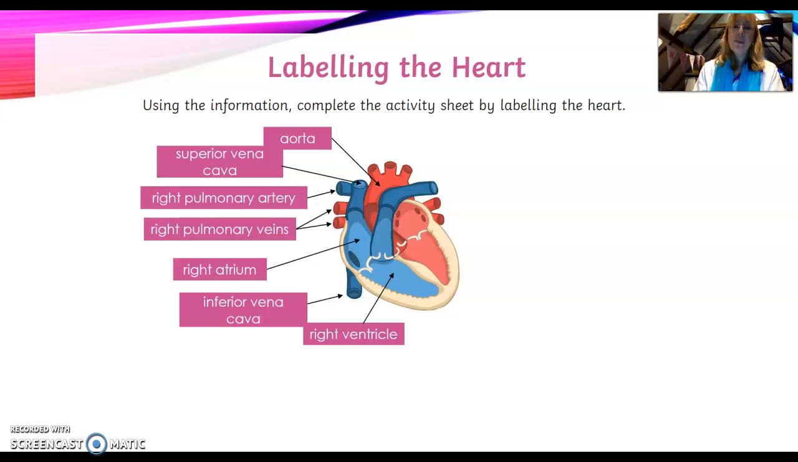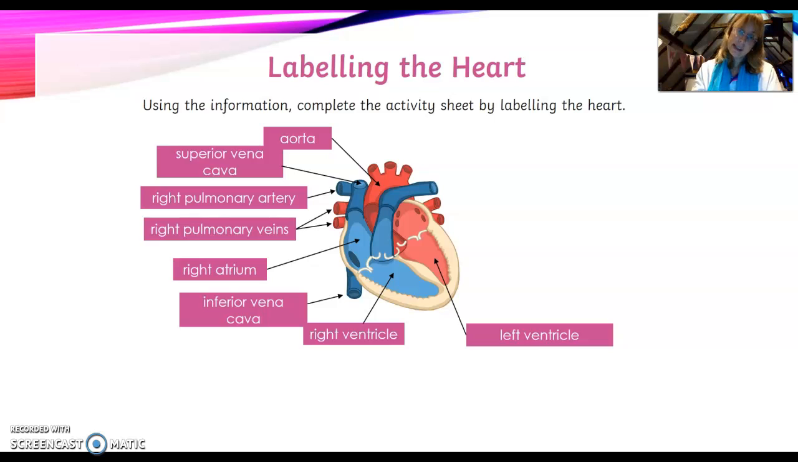Okay, then we have the right ventricle. And it may be useful at this point in time just to put a big R on the left-hand side of your paper, just to remind you that it's flipped when it's down on the paper. And there we have the left ventricle.